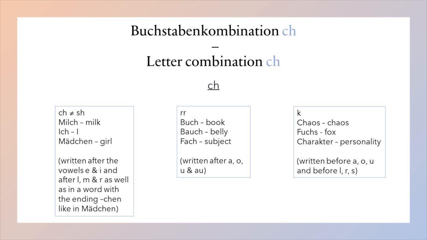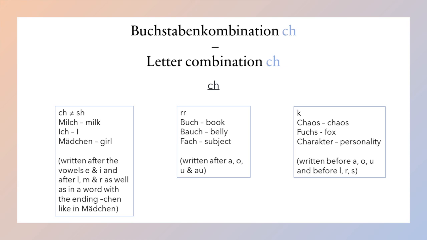Another way of reading it is as a throaty ch, and we read it this way when it is written after the vowels a, o and u, and after the Zwielaut, or in English diphthong, au. Let's consider a few examples. Buch, book, Bauch, belly, Fach, subject.